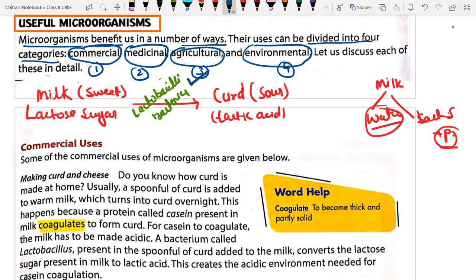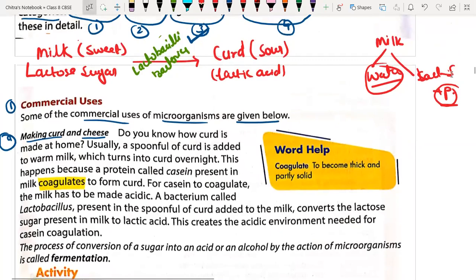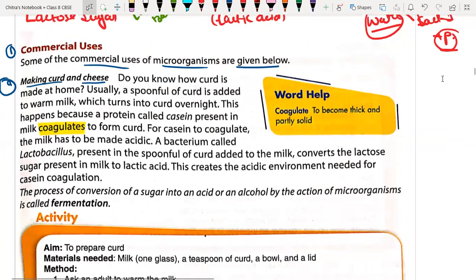First we are going to understand the commercial uses. What are the commercial uses of microorganisms? Some commercial uses are given below. Number one, for making curd and cheese. Curd is made at home by the process we have discussed: milk contains sugar, and that sugar is converted into lactic acid with the help of lactobacillus. So here we are using lactobacillus.